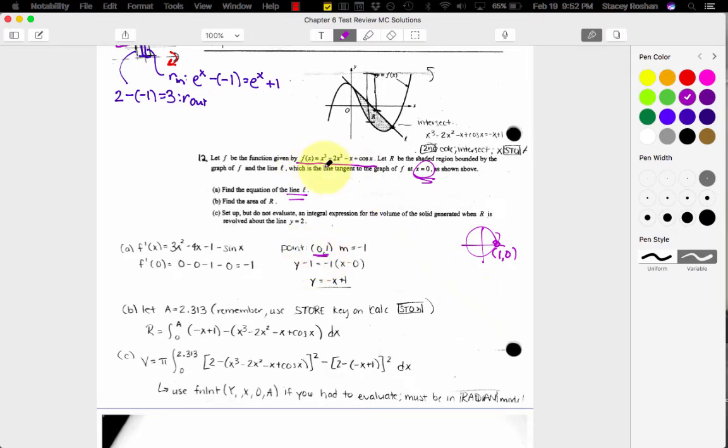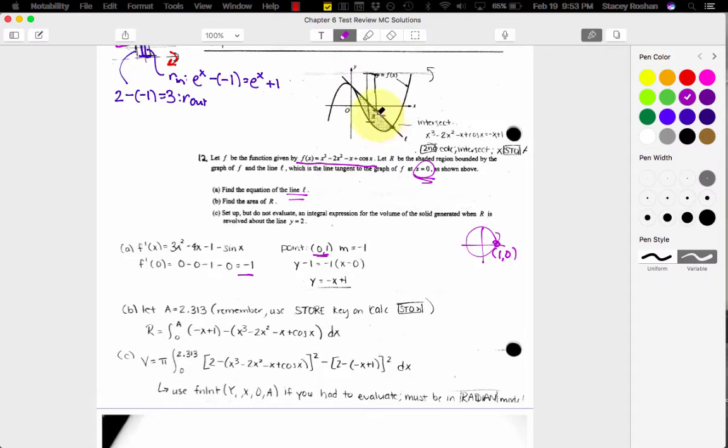I just plugged it into my equation because, again, I want the tangent line. The tangent line, I need a point and a slope. So now I have a slope, I've got a point. y minus y1 equals the slope times x minus x1. I get y equals negative x plus 1, and that must be the line L that it is referring to. Now, when they ask us to find the area of R, how do I do that?